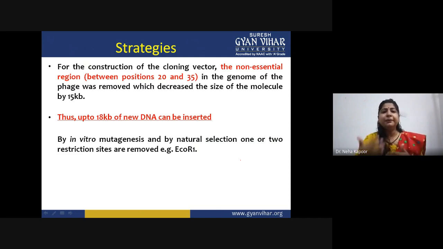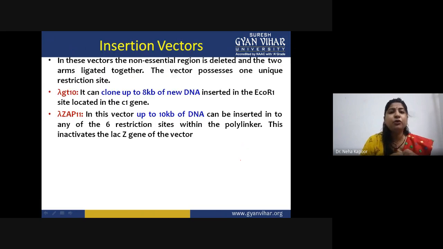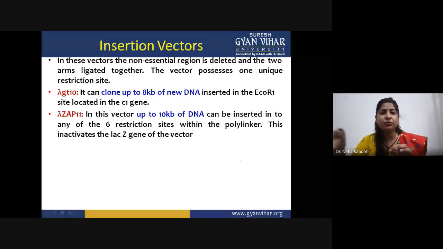So as to further improve the bacteriophage vector, there were many strategies that were used. For the construction of the cloning vector, the non-essential region between the position of 20 to 35 kilo base pair, that means the 15 kilo base pair region, was removed so that 18 kilo base pair to 19 kilo base pair of new DNA can be inserted. By in vitro mutagenesis experiments and by natural selection, one or two restriction sites are also removed. For example, in case of EcoR1, because there are many restriction sites of EcoR1.